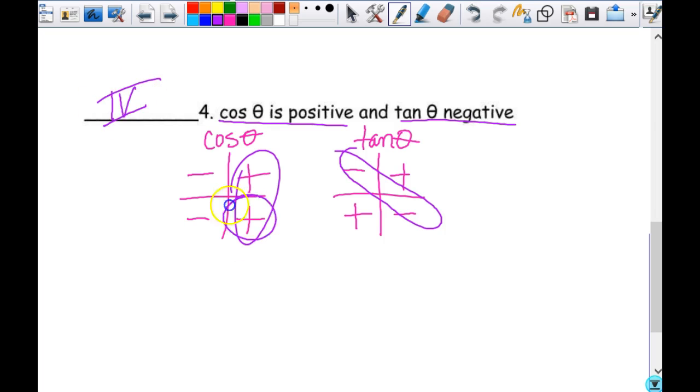Everybody okay with that? So you can figure out, because you're going to need to know if it's positive or negative in which quadrant so that you can do the next part of this. Yes?